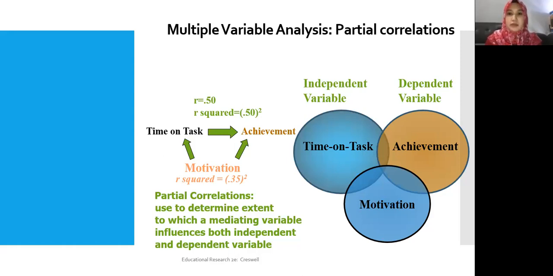Okay, and this is for multiple variable analysis, partial correlations. Yeah, it's not really clear, but okay. Partial correlation is used to determine the extent to which a mediating variable influences both independent and dependent variables.